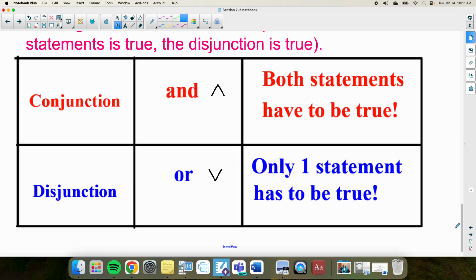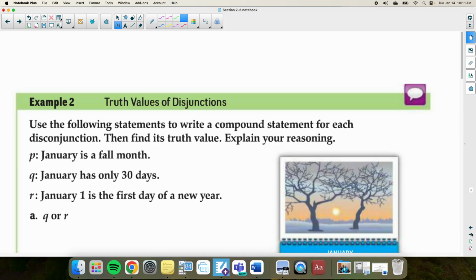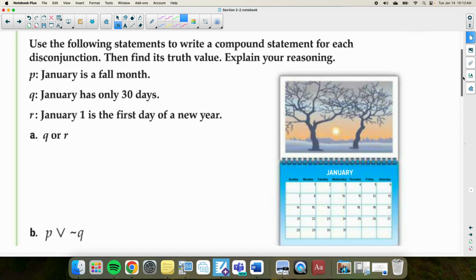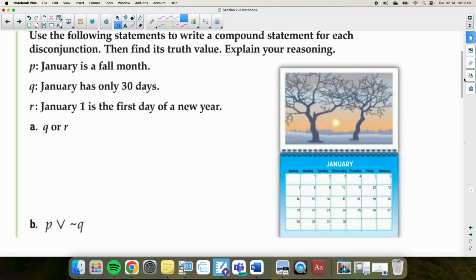So if I said, Mrs. Botten has 2 children, or Mrs. Botten has taught for over 30 years, I have 3 children, so the first one's false. This is my 31st year of teaching. So the second one is true, so the overall would be true, okay? Only one has to be true. So this is what this would look like. So we have truth values of disjunctions. They give us this calendar here, and they're giving us P, Q, and R.